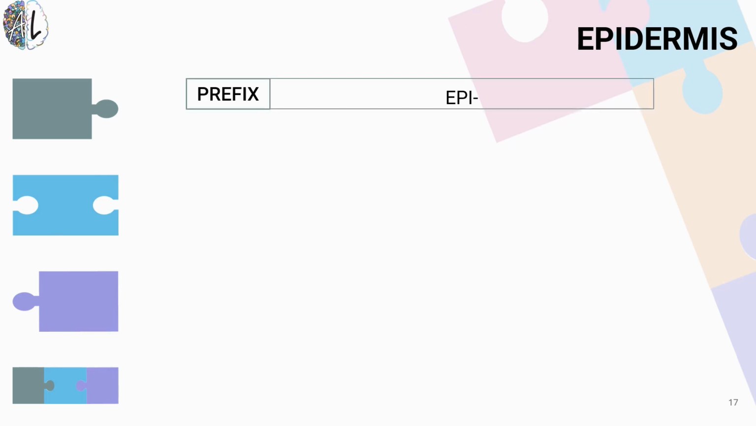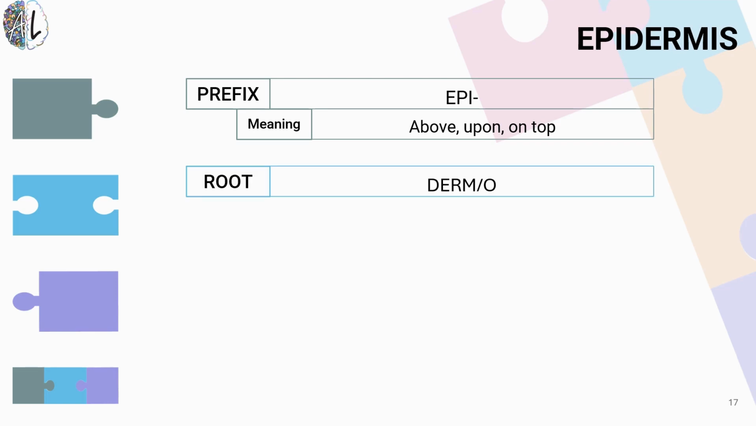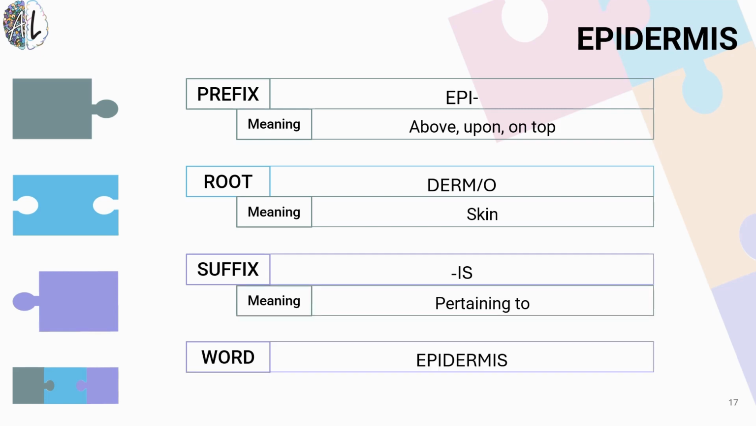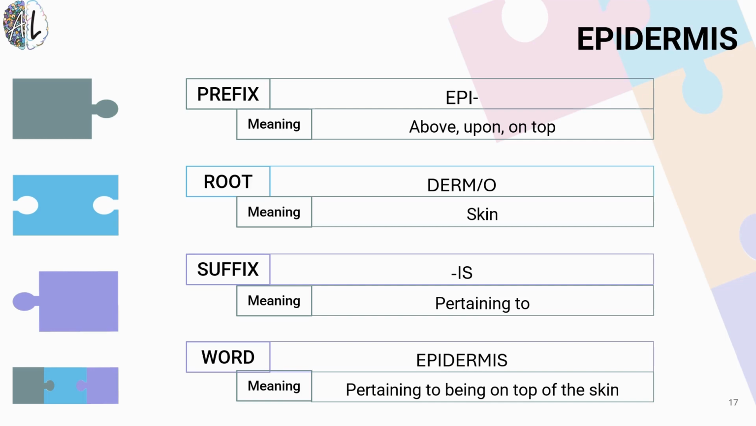Okay, so in the word epidermis, epi is the prefix, epi, and it means to be above, upon, or on the top portion. Dermo is the root term, and dermo refers to the skin. And is or is is the suffix, which is pertaining to. So if we were to look at just the term epidermis, it is pertaining to being the top of the skin. And remember when we went back to that picture and rewatched that video if you need to, it is the outer layer of the skin.